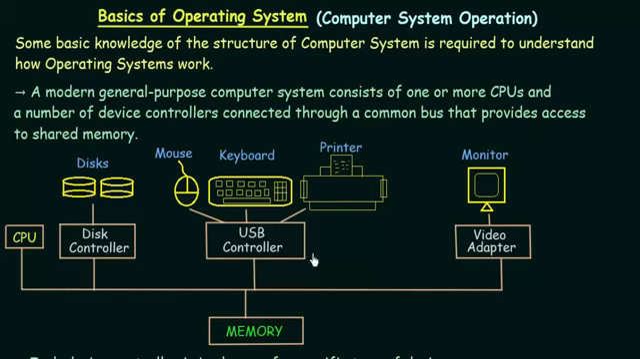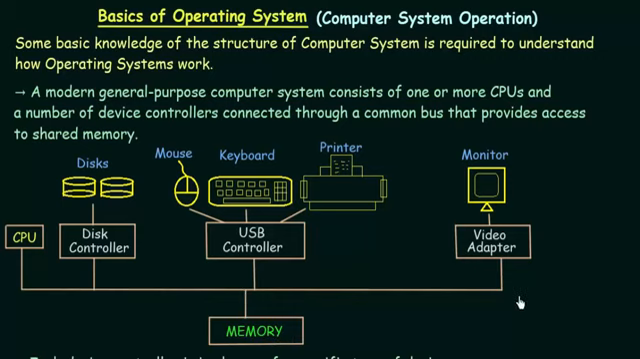And these adapters or controllers are in charge of how these devices actually work. And then the CPU, the central processing unit, along with these controllers, are connected via a common bus that we have here. This line represents the common bus which we talked about, and we see that they are all connected to this bus. It is common to all of them, and that bus is connected to a shared memory.